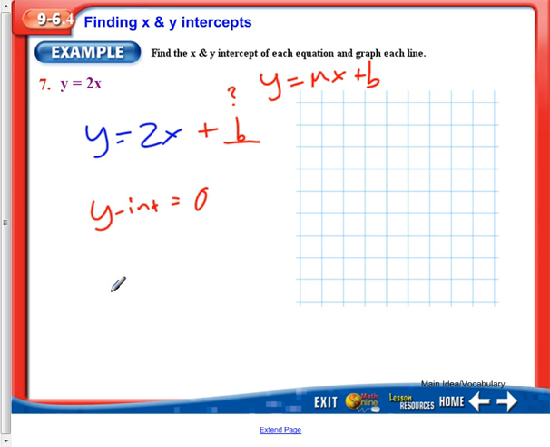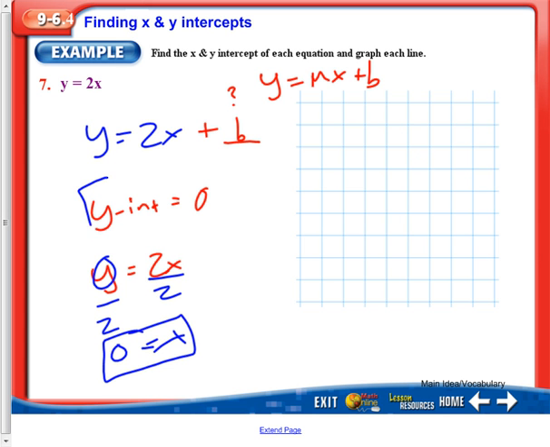All right, now to find the x-intercept and where that's going to cross, I need to plug in 0 for y. So if I put 0 in there, I'm going to divide by 2, and x equals 0. So that means that the x-intercept is 0, and the y-intercept is also 0. So we're definitely going to go right through the origin for this problem.